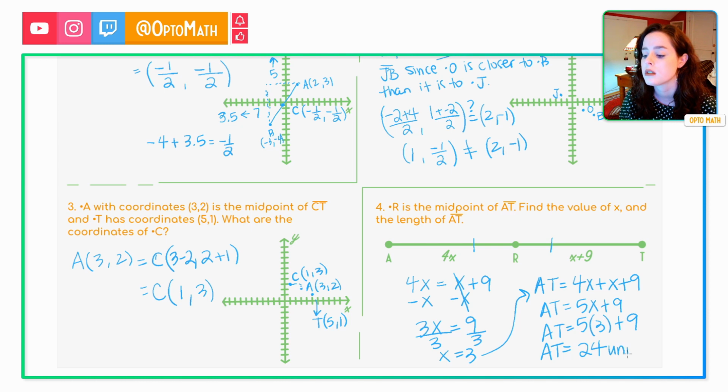So 24 units. All right, that is it for midpoint, notes, and practice.